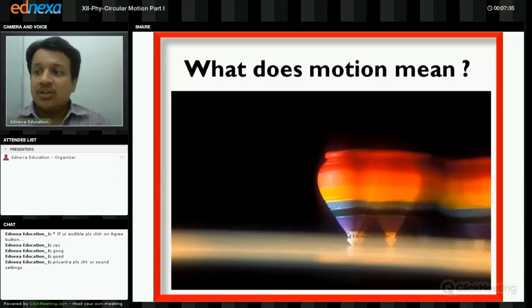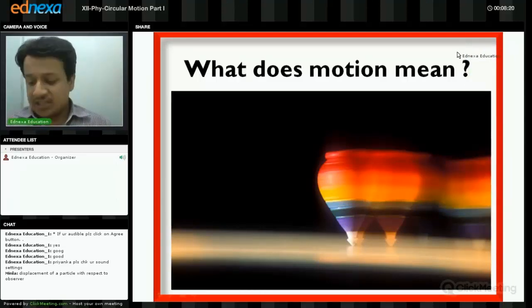I want to ask you the same question. Please give me the answer: what does motion mean? So when we are going to think about this, let's discuss its definition. Motion, what does motion mean?